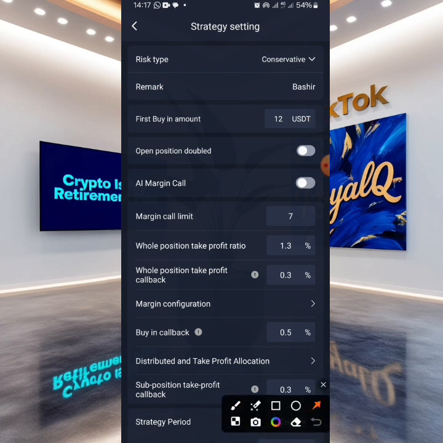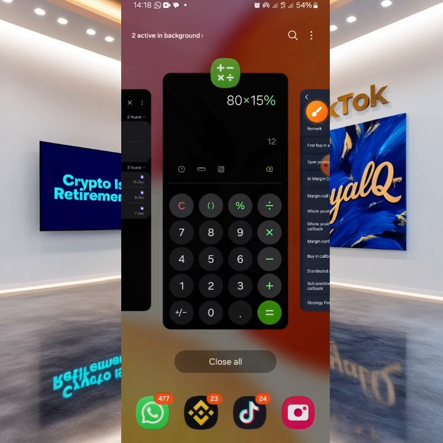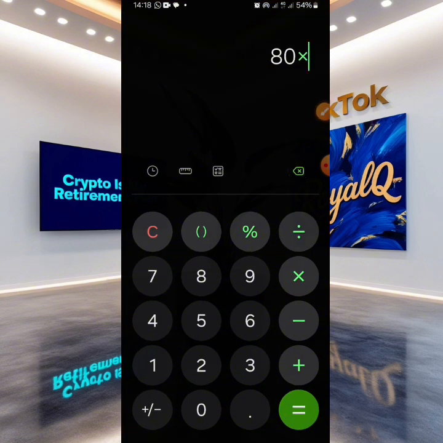Then the margin call limit always means the number of times you want this robot to buy. We are using an example of $80. So how do you want this robot to use your $80? We have already deducted the $12 in the first buying amount. So we are going to see how much we are remaining with. For example, we are remaining with 68.